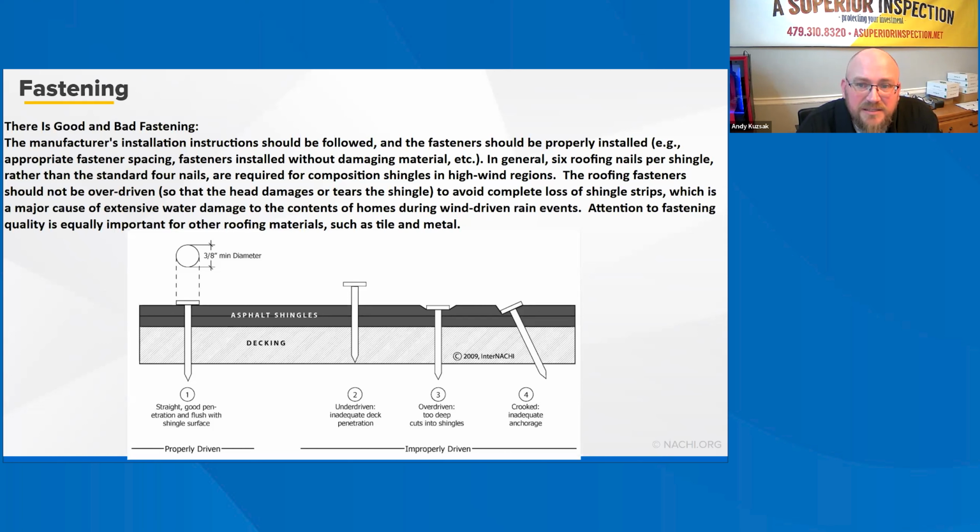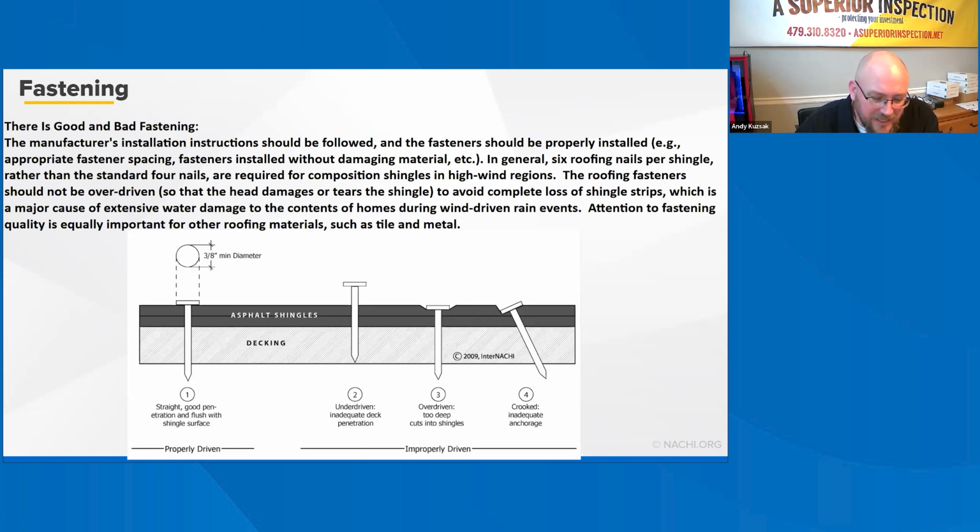to avoid complete loss of shingle strips, which is a major cause of extensive water damage to the contents of a home during wind-driven rain events. Attention to fastening quality is equally important for other roofing materials such as tile and metal. So I have an example.